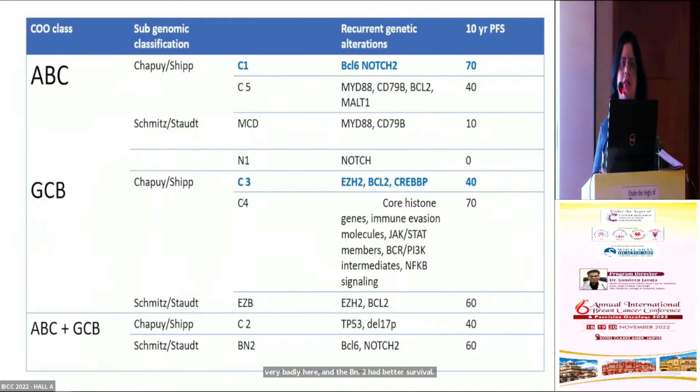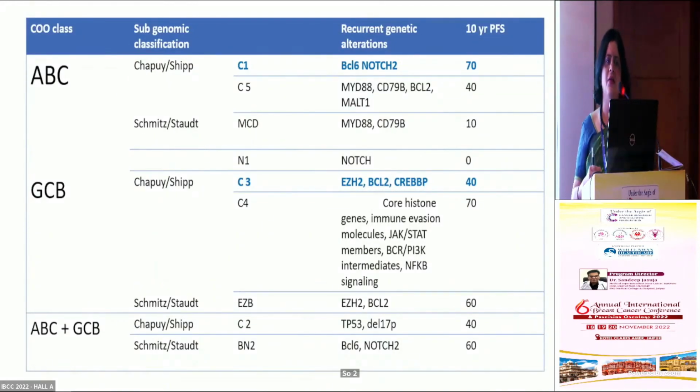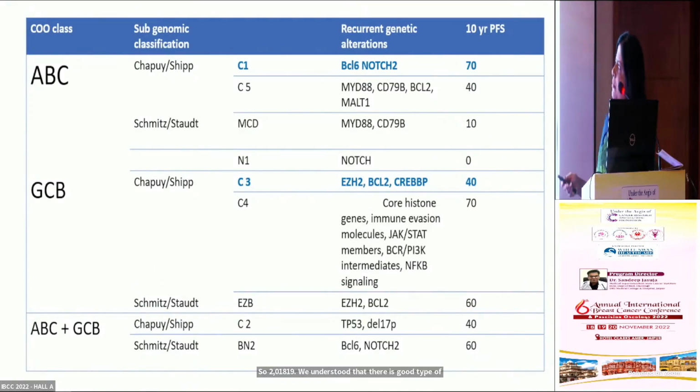So 2018-19, we understood that there is good type of ABC DLBCL and there is bad type of GCB DLBCL. So the C3 group in the GCB is the one where double hit lymphomas lie, and that has very poor prognosis. In the ABC, there is a very fantastically behaving group, and that is the BCL6 NOTCH2 group, which has a 70% overall survival. So it told us that we need to refine our ABC GCB signatures. And of course, there are some groups which are a combination of both these subtypes.